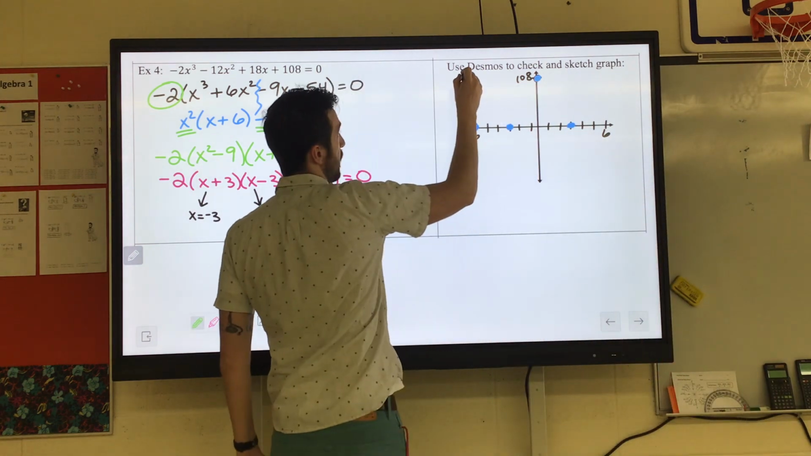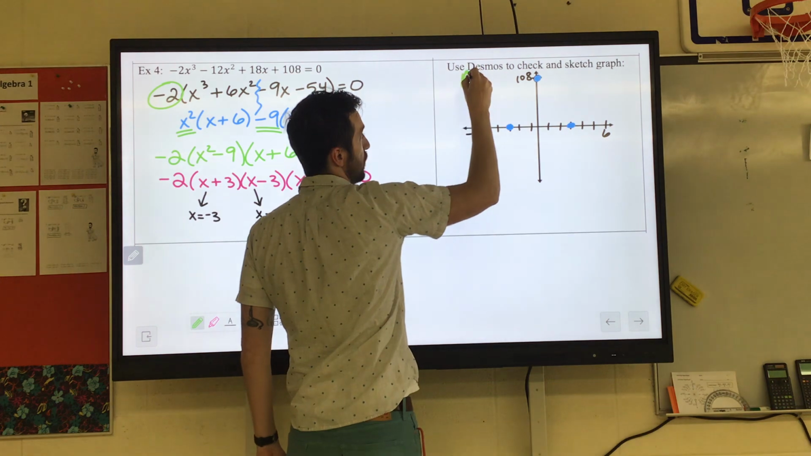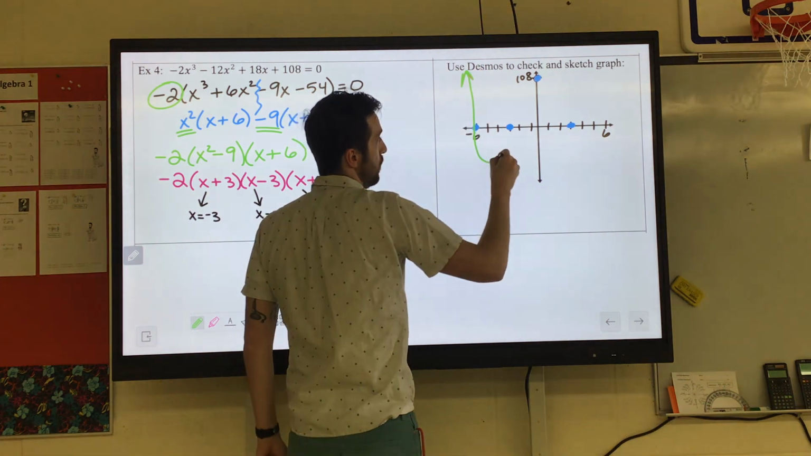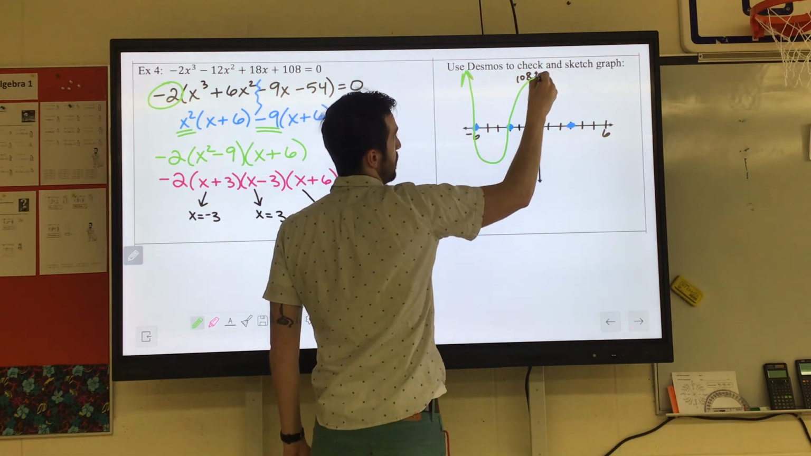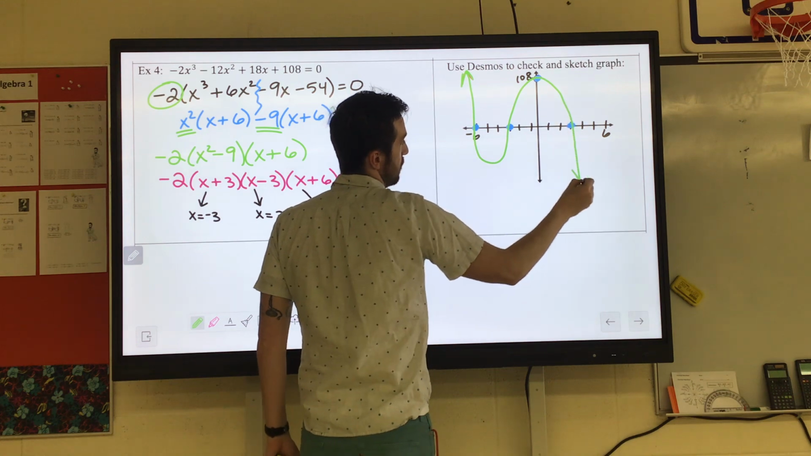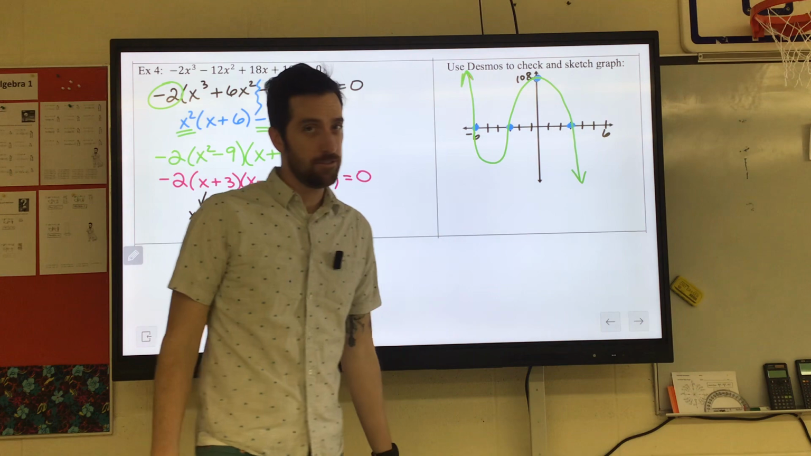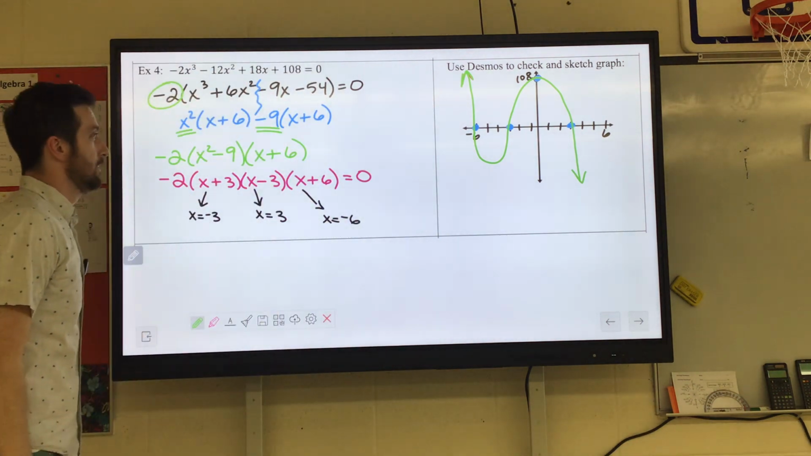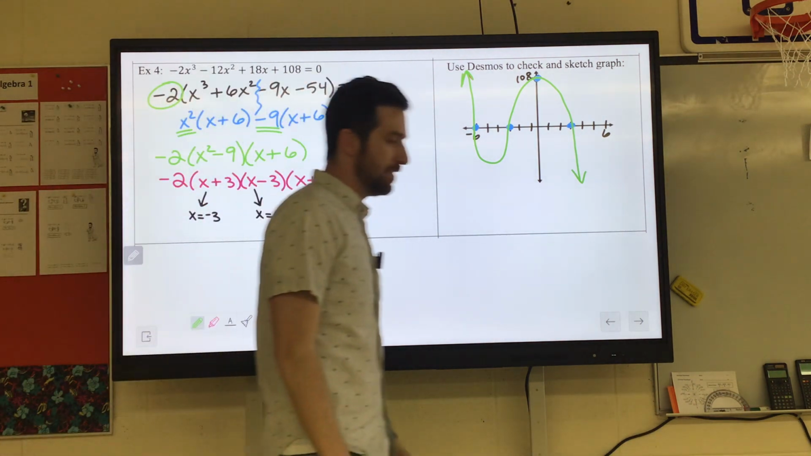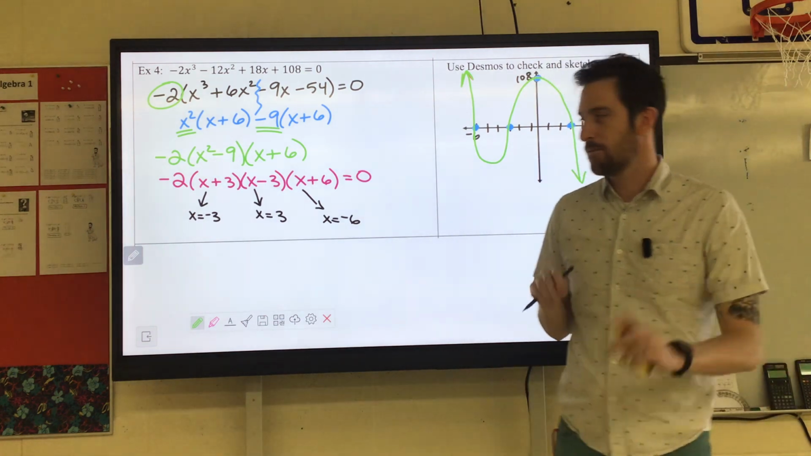We're starting high. We're going through this point. Whee! Through that 108, and then through that 3. Beautiful! That graph looks a lot nicer than our previous one. But that's it, man. That's it. Let's try one more, and then I want you to try one.